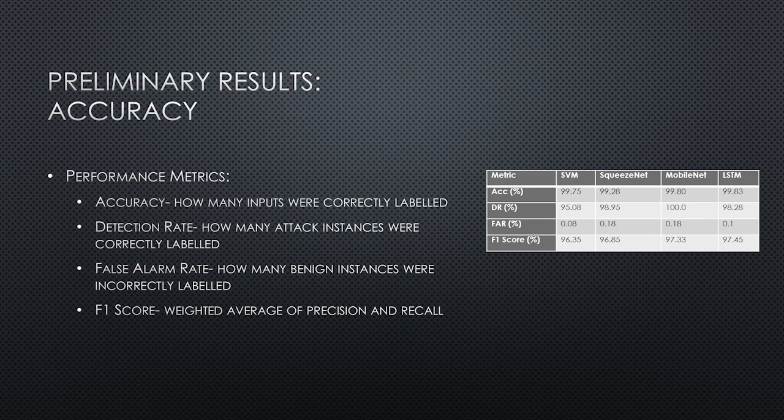The results table on the right gives the average score for each model used across all of our datasets. We can see that the SVM and SqueezeNet performed very similarly, with the SVM having a slightly better accuracy and false alarm rate, but SqueezeNet slightly outdoing it in detection rate and F1 score. MobileNet and the LSTM performed the best, with them being very close to each other in nearly every metric, but MobileNet having a definitively better detection rate.